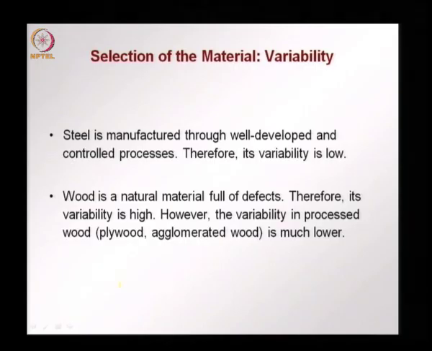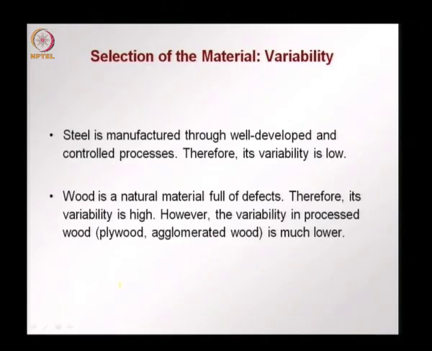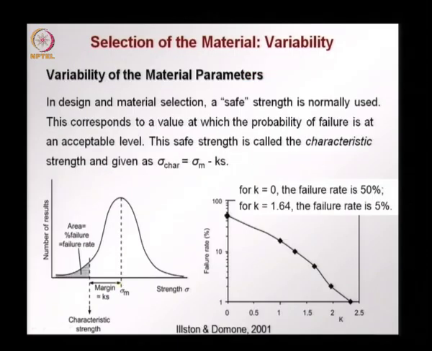However, when the wood is processed to make it agglomerated wood, chipboard, plywood and so on, since now we have a manufacturing process involved, the variability comes down quite a bit and yet can be as low as 10%. Now, how does this affect our design procedure?